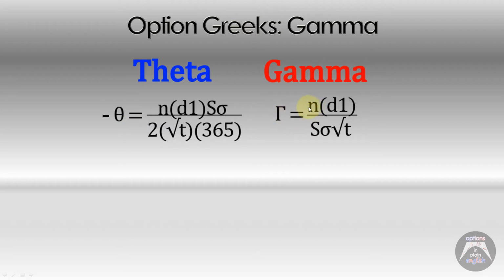Gamma is what we saw, the standard normal distribution divided by the stock price, implied volatility, and the square root of time. So as you can see, theta is directly proportional to the stock price and to implied volatility. In the case of gamma, it's inversely proportional to the stock price and to implied volatility. So if you have a very expensive underlying, the gamma is going to be less. In the case of theta, because the premium is going to be higher, theta has to be higher. Gamma can only move delta, and delta is bound by 0 and 1 or 0 and minus 1.